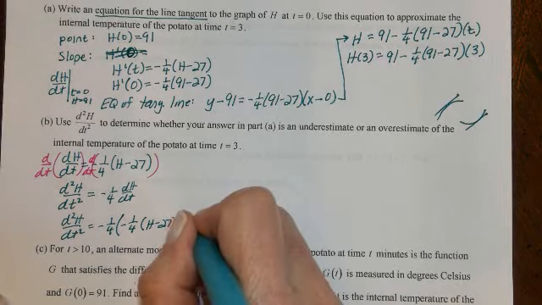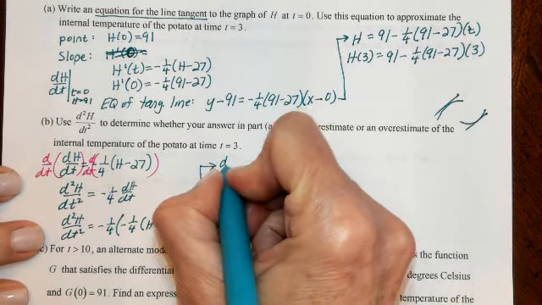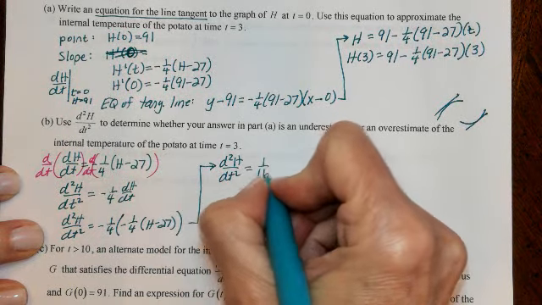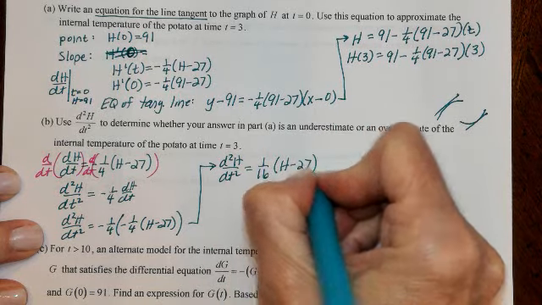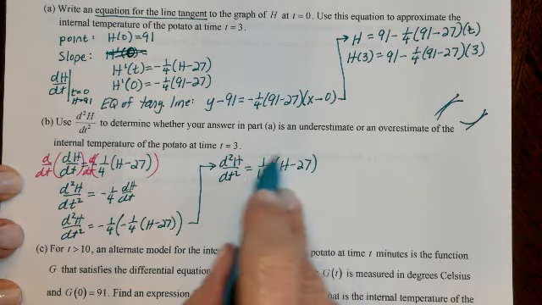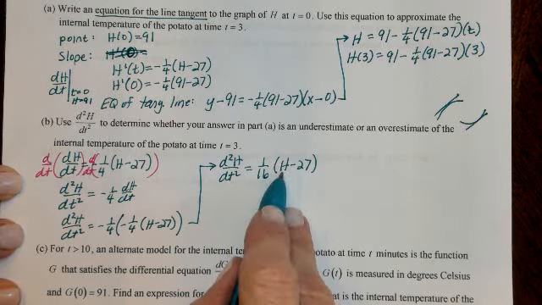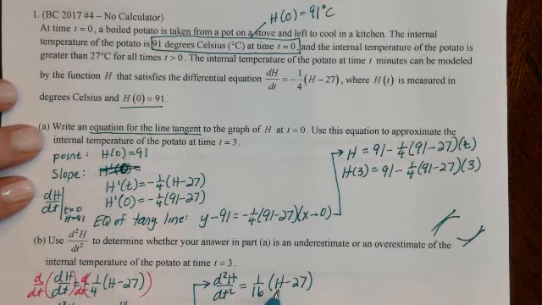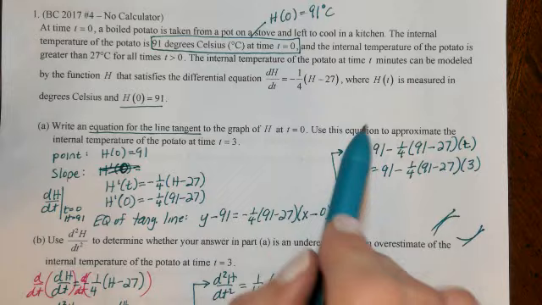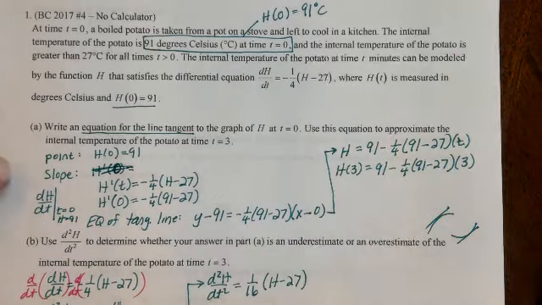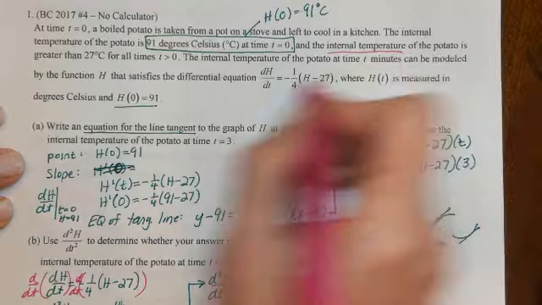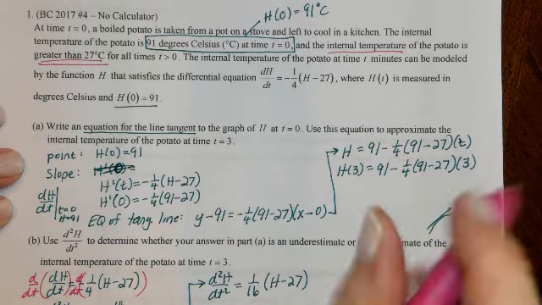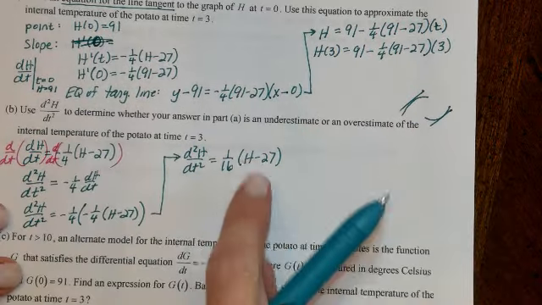All right. Now let's simplify that. So I'm going to have 1/16 times h minus 27. Now my question is, what does this tell us about concavity? We still have an h in it. Do we know anything about h in this problem? So I go back up to the problem, and the problem did tell me something very specific. It told me that the internal temperature, that's h, is always greater than 27.